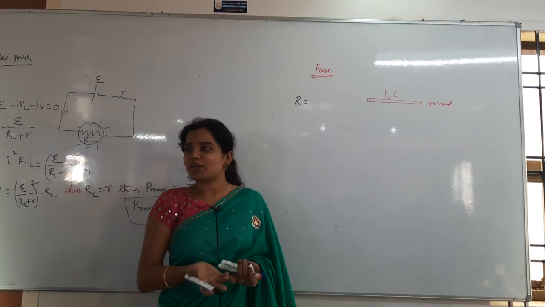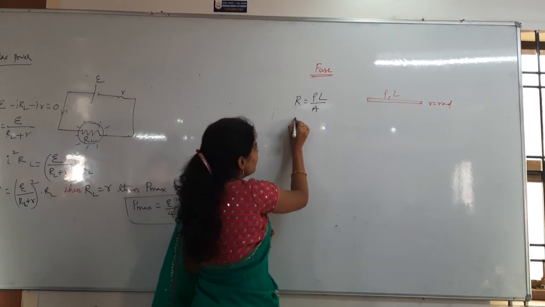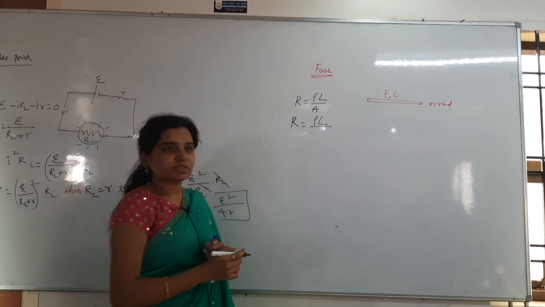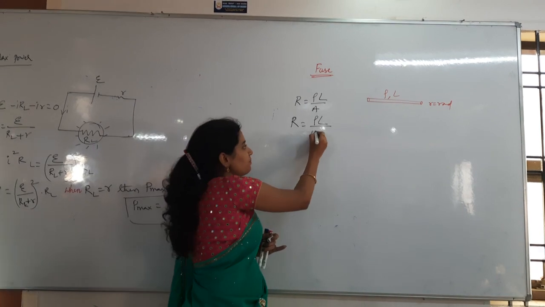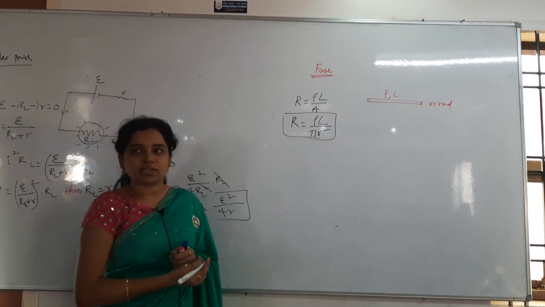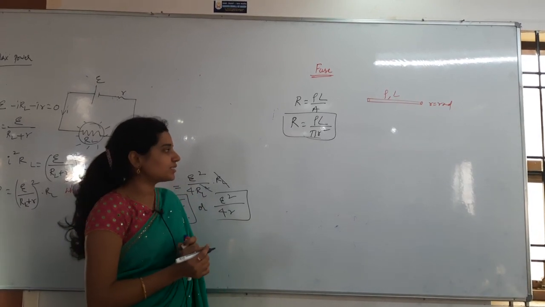R is equal to, what is the formula? Rho L by A, right? So R is equal to rho L divided by area, which is pi R square. This is the resistance I got: rho L divided by pi into R square. That is the resistance we got.